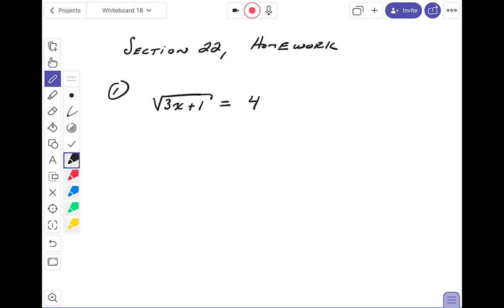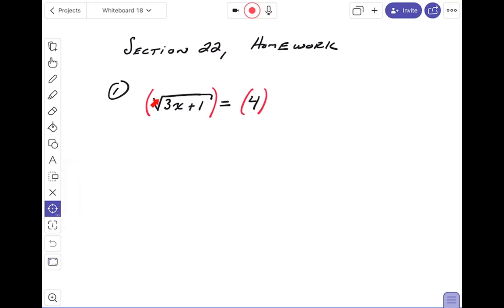What we recommend you do is isolate the radical. Well, the radical is isolated. It's alone on one side. So our recommendation, if it's isolated, is to raise both sides to some integer power. The integer that we recommend is the index of the radical. Well, the index here is a square root, a 2. So we're going to square both sides.